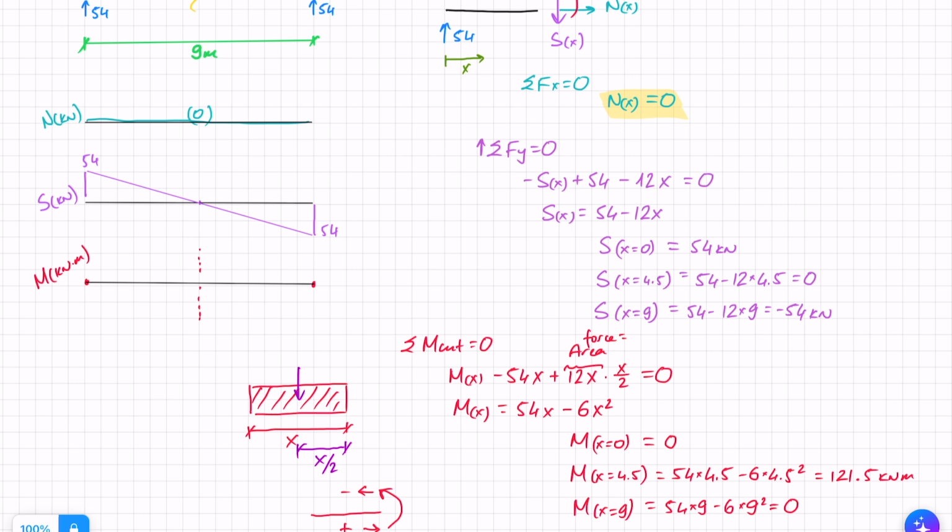The other thing that I want to note here is that I can see in my equation that I've got x squared. Okay, so this means that this is a parabola, okay? So I know that it's going to be a curved shape, and so it has to go like this, okay? With this being my 121.5 positive moment drawn on the tension side.